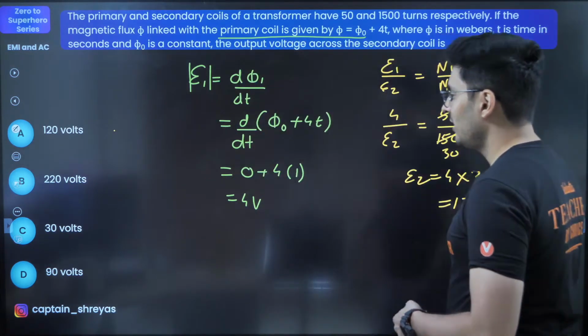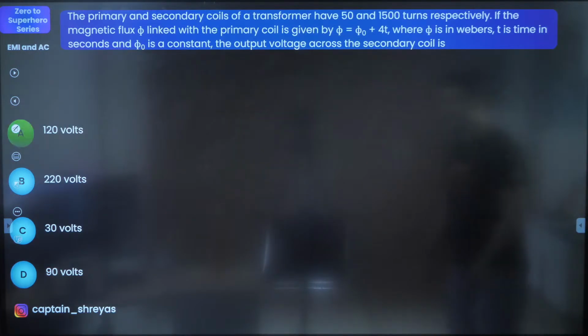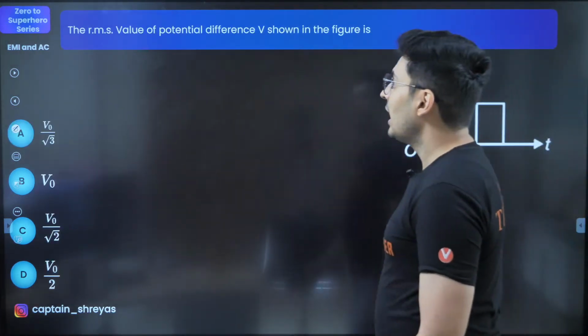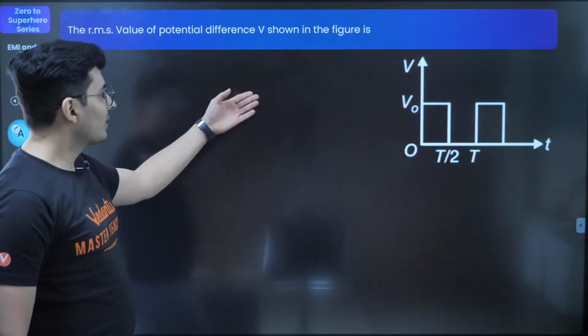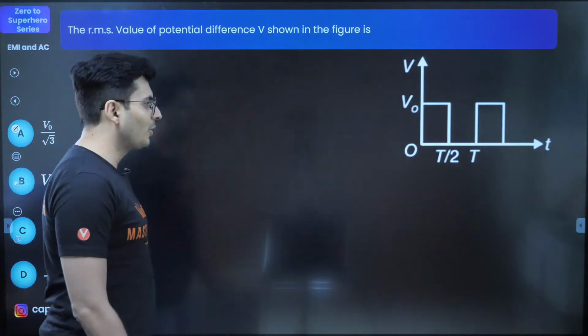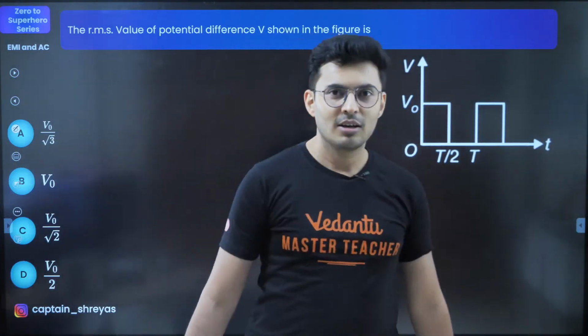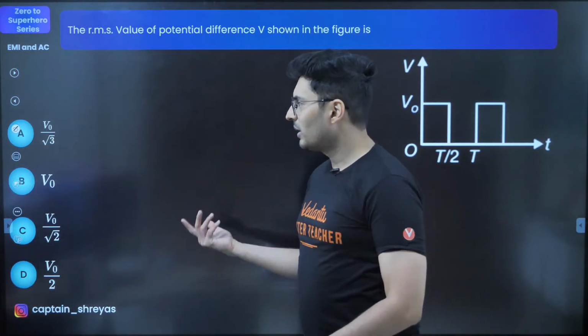Okay. Done. There you go. Moving on. Next question. 120 done. RMS value. Oh wow, this is a good question. RMS value for this given graph is. I know what many are going to say. Sir, so simple. V naught by root 2 only. No.